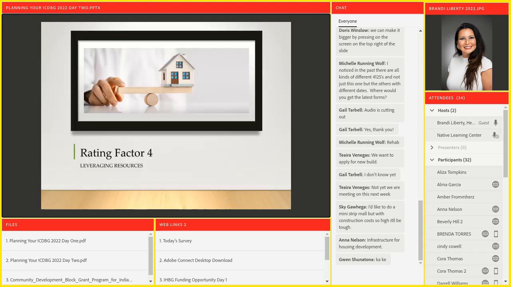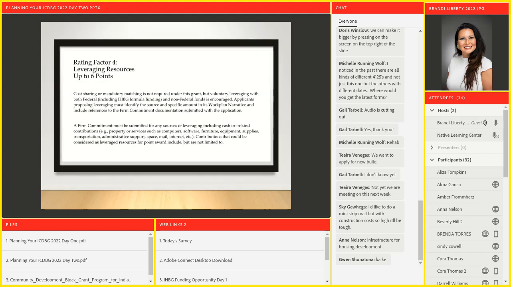All right. Well, we're going to jump into rating factor 4, leveraging your resources. I know this one, we often get some confusion as far as all of this, how we determine our leverage amounts that we need to put in there, what qualifies as leverage. And so, I want to spend a little time talking about that with all of you.